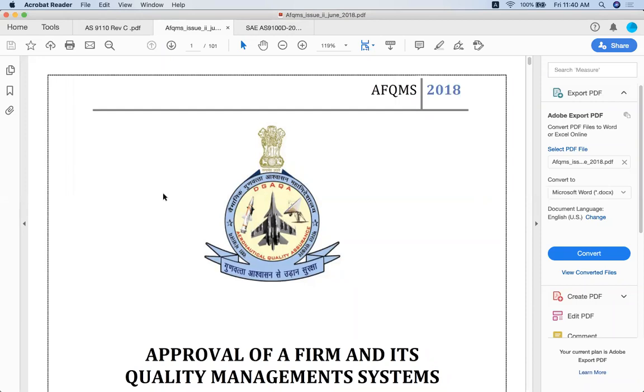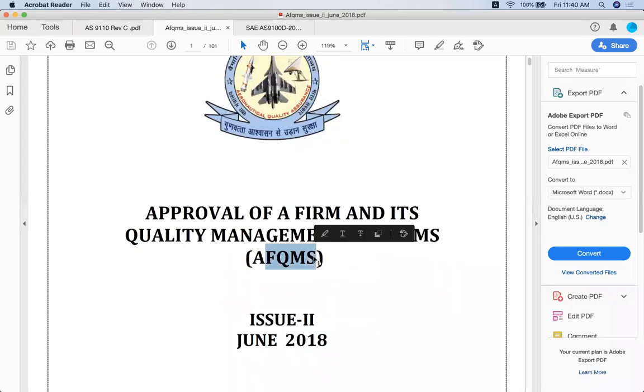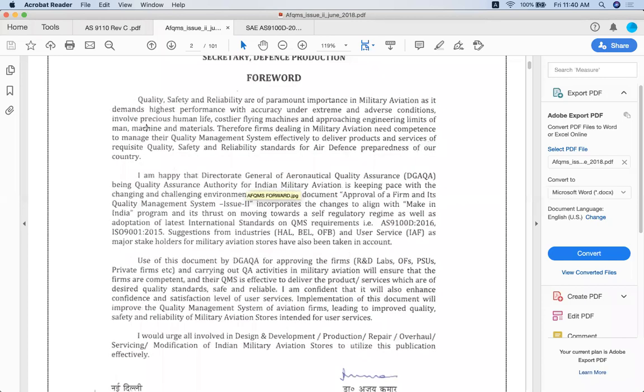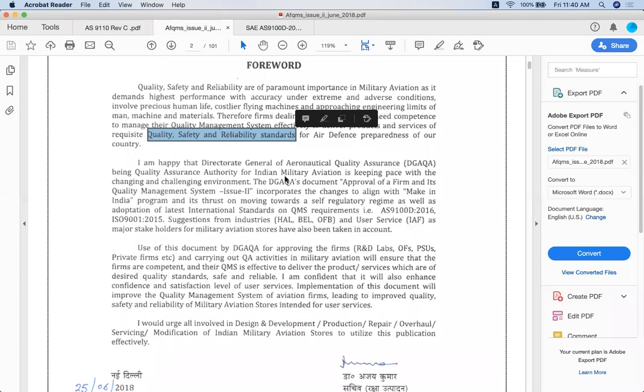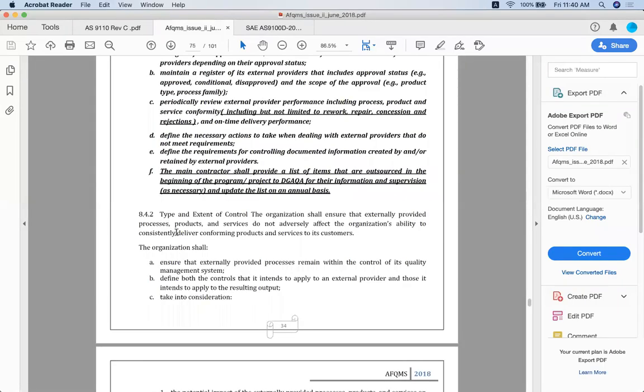So this is one example of regulatory QMS requirement. Most of the time we are well versed with the customer QMS requirement, but in AS 9100 this is very crucial. AFQMS is applicable to people who deal with military applications. Again, they are also focusing on quality, safety, reliability. They took the entire text of AS 9100 revision D and added additional requirements to it. So when we are establishing a quality management system, it is the organization's responsibility to identify those regulatory QMS requirements and customer QMS requirements and include them in your own quality management system.